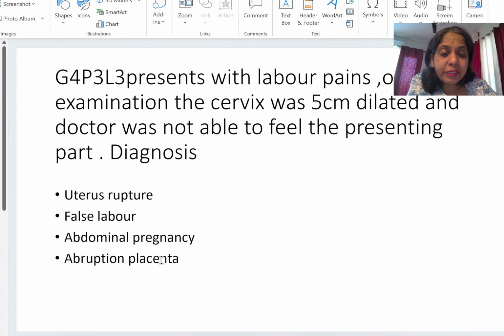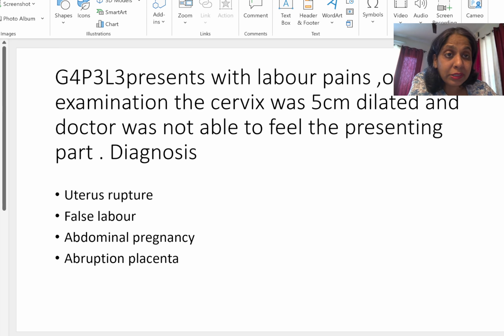The second question they give is like this: Gravida 4 para 3 life 3 presents with labor pain. On examination, the cervix was 5 centimeter dilated and the doctor was not able to feel the presenting part. When the cervix is 5 centimeter dilated, the doctor should feel the presenting part. It means the head was engaged. So when the doctor is not able to feel the presenting part, it is another way of saying loss of station. So the diagnosis here is uterus rupture.